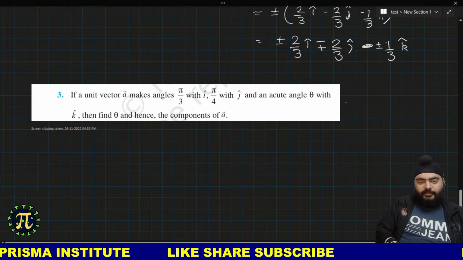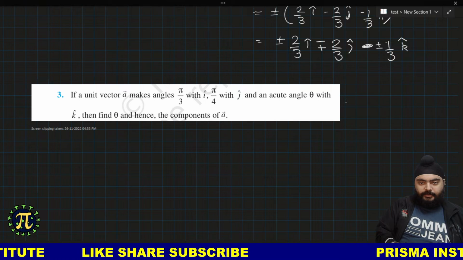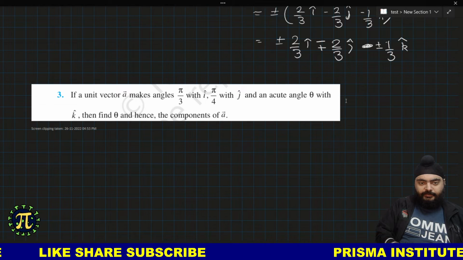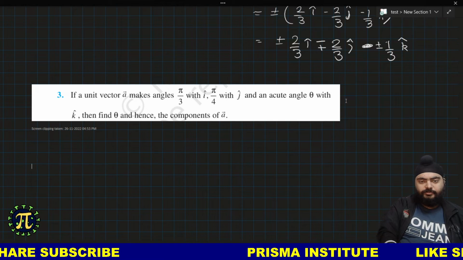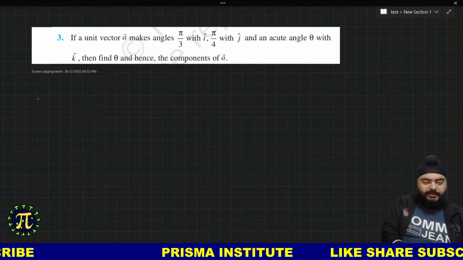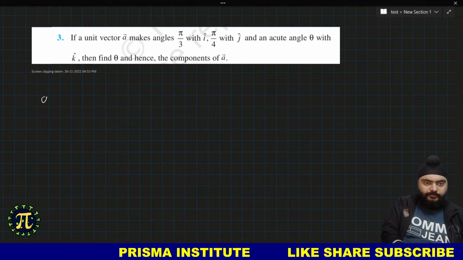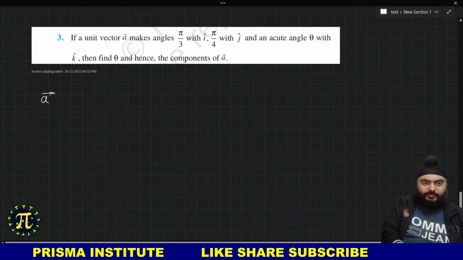If a unit vector A makes pi by 3 with i cap, pi by 4 with j cap, and acute angle theta with k cap, find theta and hence find the components of A vector. So this is a question on unit vector. We have already defined the unit vector A cap. So this is a unit vector.